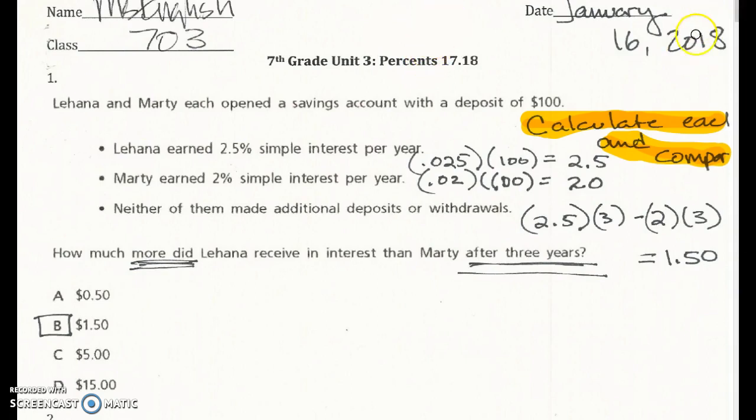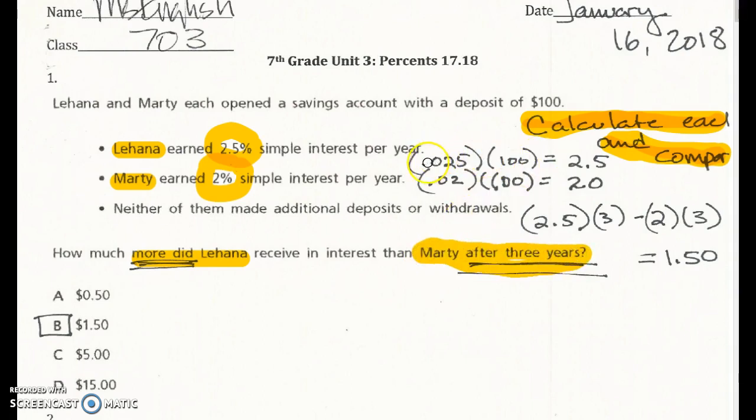Question number 1, we got started in class. I can't really write with this thing, but I can highlight. As you can see, I have two people who have accounts, Lehana and Marty. Lehana earns 2.5% and Marty only earns 2%. I need to know the difference: how much more did Lehana receive than Marty after 3 years? Those are the key points here.